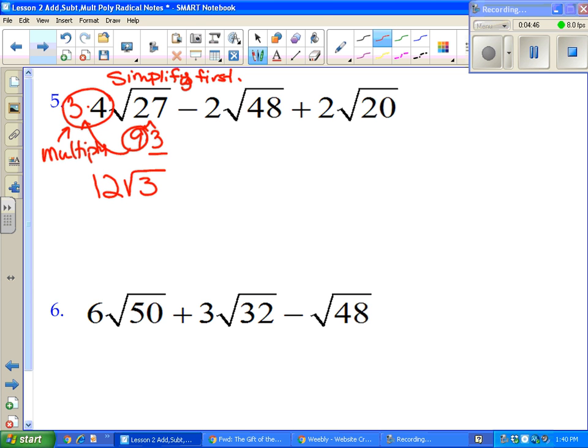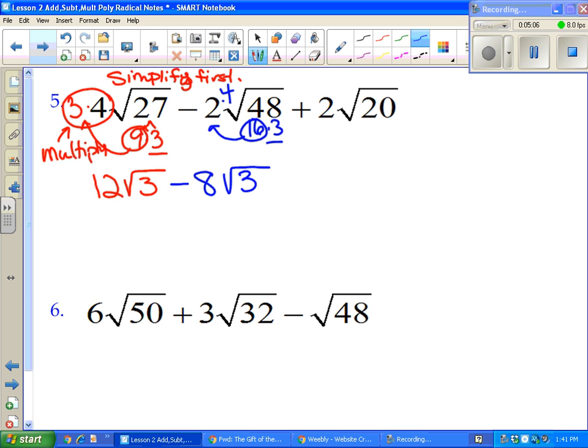All right, 48. Remember, look for your squares. Go to 48, work backwards. 36 doesn't go, 25 doesn't go, but 16 goes 3 times. So 16 times 3. The square root of 16 is 4. Bringing out a 4, you multiply, you get minus 8, and what's left underneath is a 3.